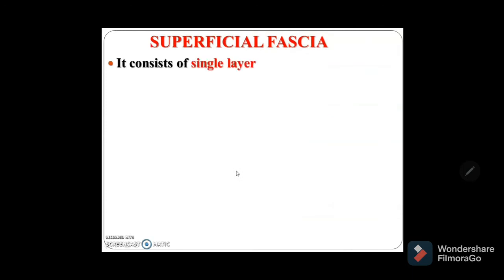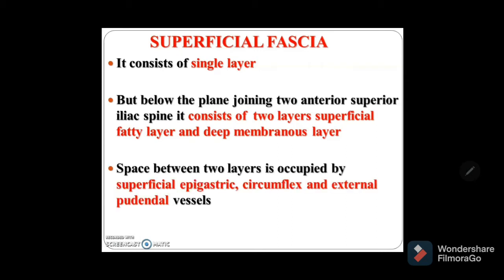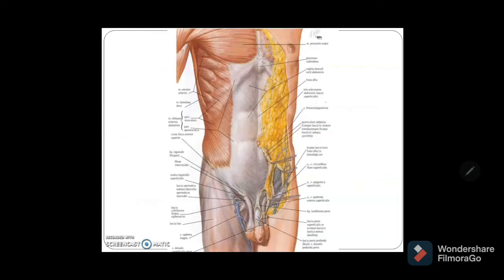Coming to the superficial fascia, it is a single layer, and just below the plane joining the two anterior superior iliac spines it divides into a superficial fatty layer and a deep membranous layer. The superficial fatty layer is continuous with the same layer in other regions, and the space between these two layers, called Camper's fascia and Scarpa's fascia, is occupied by the superficial epigastric, circumflex and external pudendal vessels.